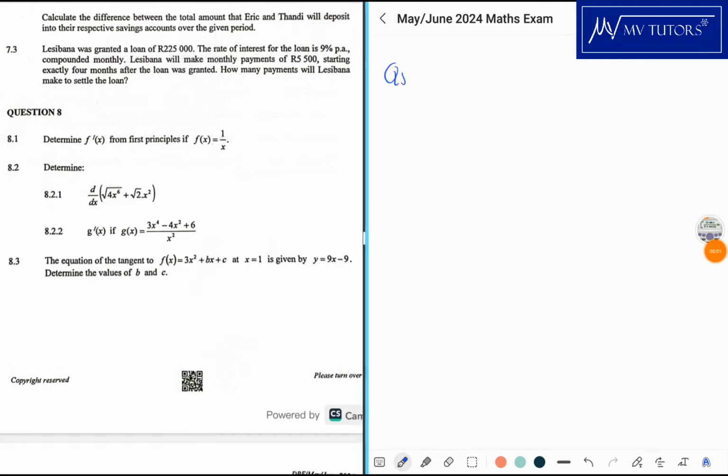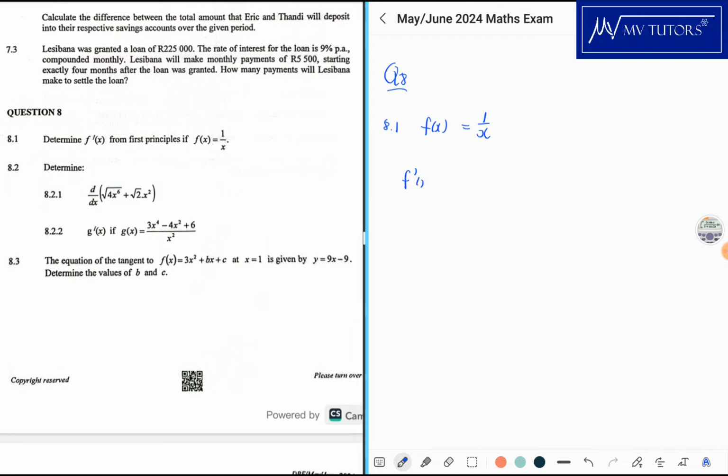Question 8. We're getting closer to the end. Thank you for sticking with me. Now, determine the first derivative of the function f of x from first principles. Guys, this question they always ask, so just make sure that you know how to do it. These are free marks, literally.